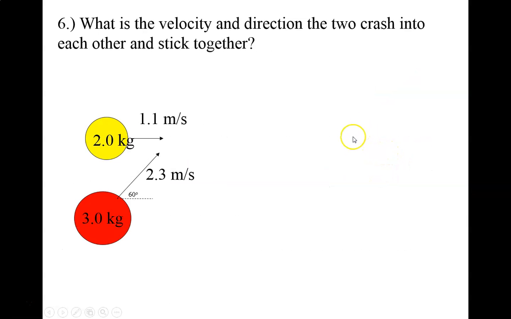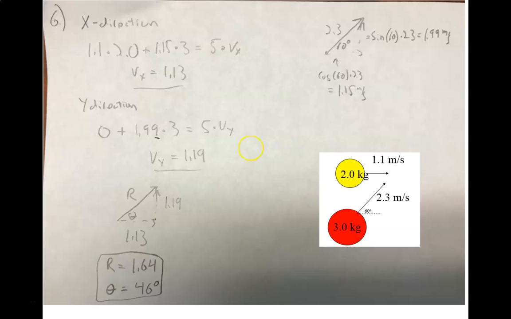Let's just work a problem as an example, and then that'll pretty much be the end of today's notes. Here we've got a yellow ball moving to the right in the x direction at 1.1 meters per second. And here we've got a red ball that's moving upwards at an angle of 60 degrees at 2.3 meters per second. They're going to crash and stick together. What is the direction and velocity that they move off together with?